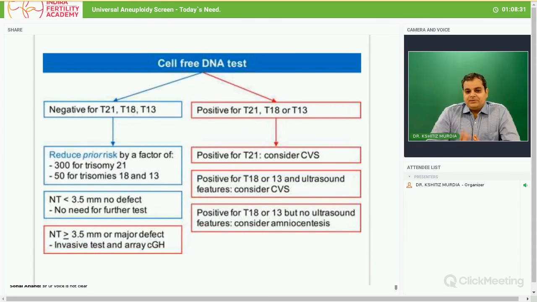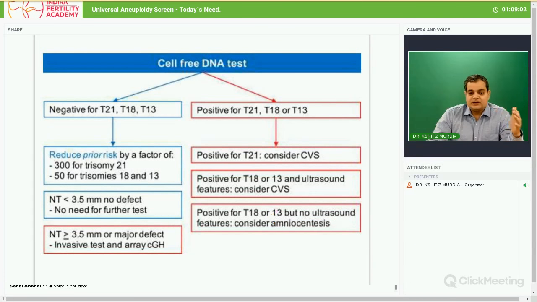So if an NIPT report has come up positive, how to proceed? If it is positive for trisomy 21, you have to consider CVS rather than amnio. And if it's come positive for 18 and 13, then look for the USG markers for trisomy 18 and 13. Before going ahead with any further testing, if USG markers are there, definitely go for the CVS. Don't wait for the amniocentesis.